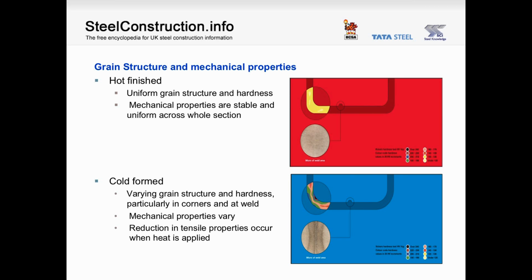The cold form section has varying grain structure and varying mechanical properties. The exact properties depend on how much yielding of the steel has taken place, how far up the stress-strain curve the steel was taken during manufacture. Clearly these effects will be more pronounced in the corners. This then begs the question, what happens when we apply heat to the section? Heat due to fabrication processes, and I'll pick up on that shortly.